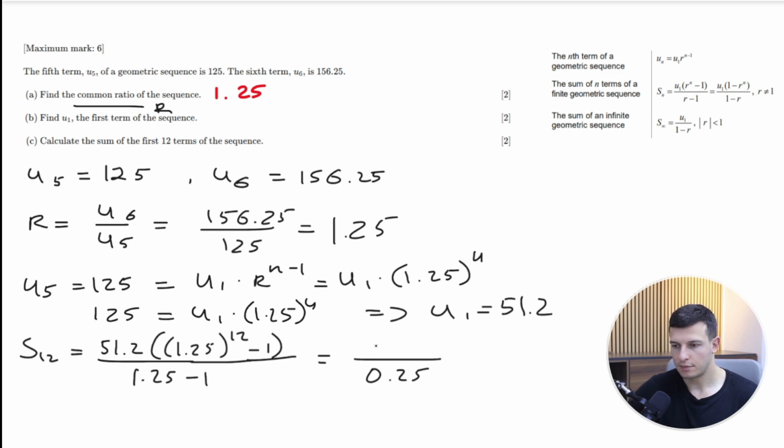And at the top, we're going to have some value, which I don't want to calculate now, but you can do it on your own. That's going to be equal to 2775, just looking at the answers. Okay, but the idea is the same. Use the formula. U1 is what we need for S12, and R is what we need for S12.